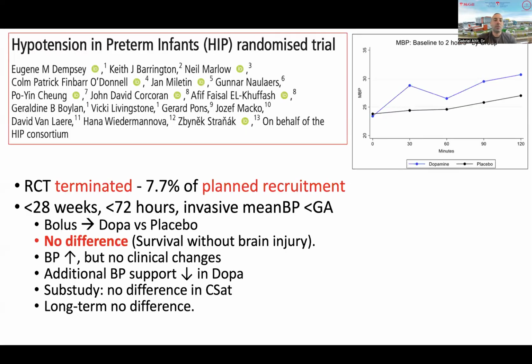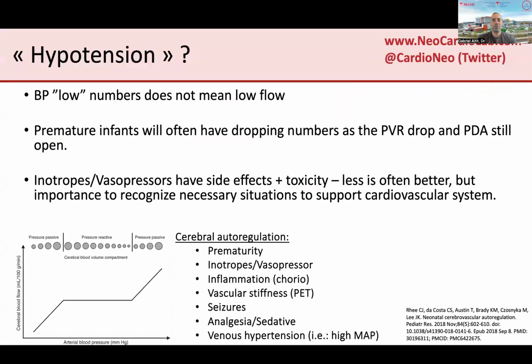So if you look at the result of this trial, unfortunately it was terminated very early with 8% of the planned recruitment. And they found no difference in survival without brain injury. And even in the long term, there was not much difference, but they were never able to reach the planned recruitment rate between the placebo and the dopamine groups that were enrolled for a low blood pressure, which was considered below gestational age.